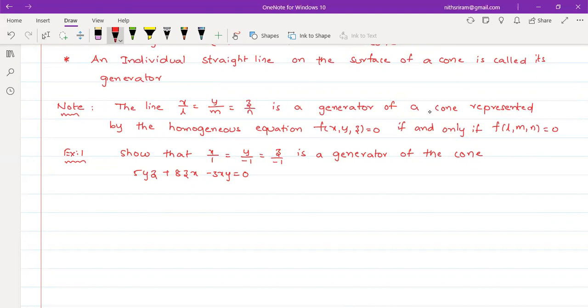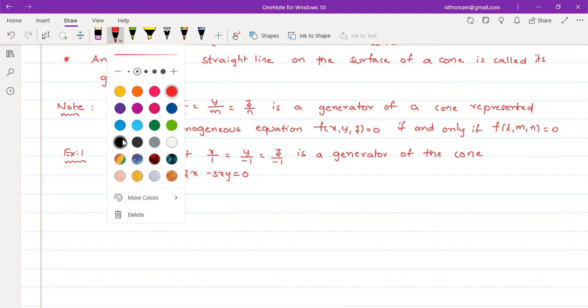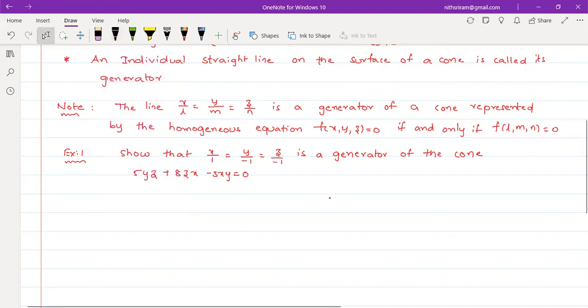So in the above note, what I have said is, we just have to substitute the values of l, m, n in place of x, y, z in the cone equation. If it satisfies, then the given line equation is a generator of the cone. So for that, coming to the solution, first of all, we have to write the given cone.